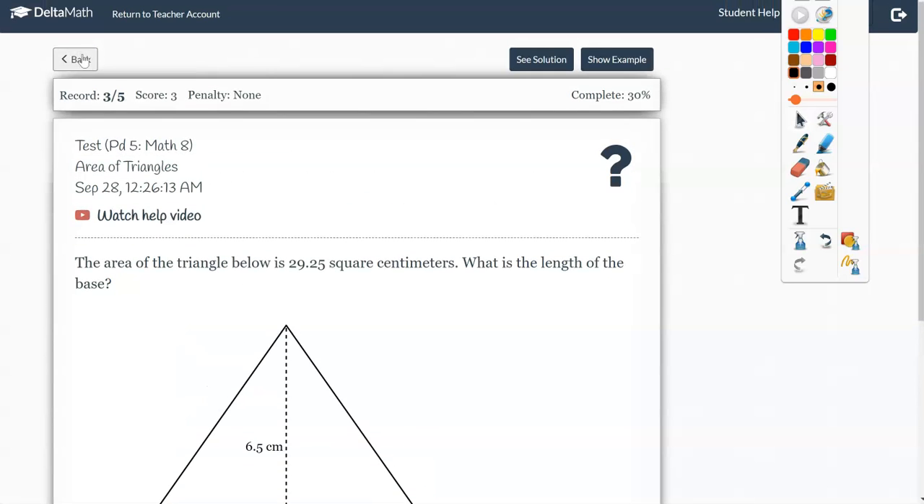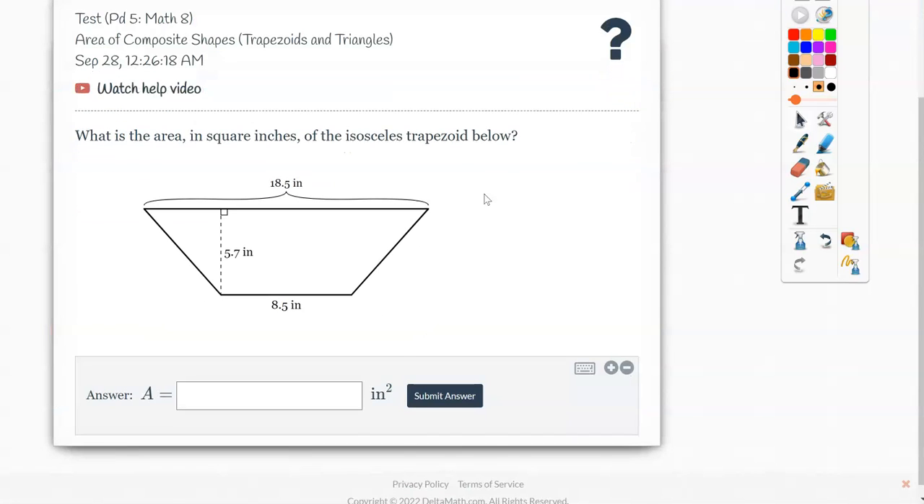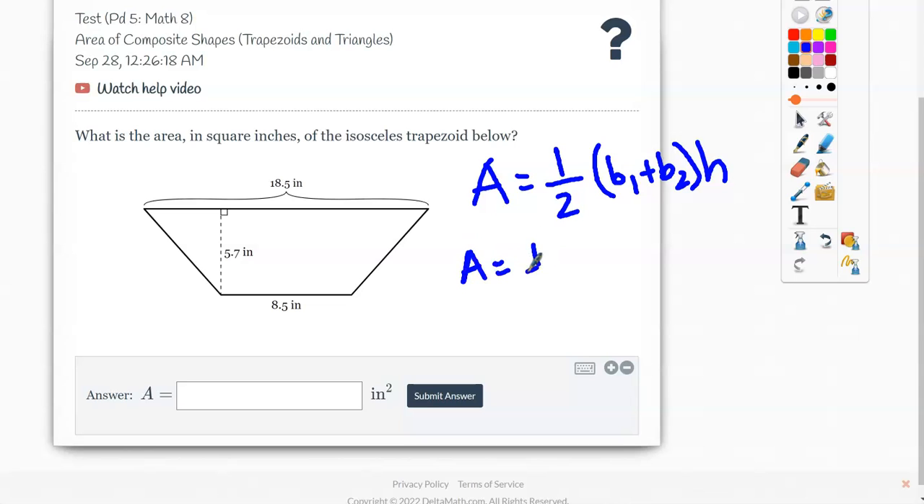All right, let's try the second part of the lesson. Area of composite shapes. This is a trapezoid. And you can look up the formula for a trapezoid in your notebook. It's similar to a triangle, except instead of half the base times the height, you have 2 bases. So right here, we're going to change this to base 1 plus base 2. So the area is 1/2.